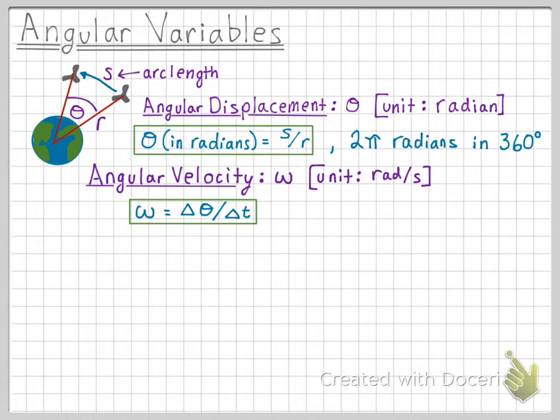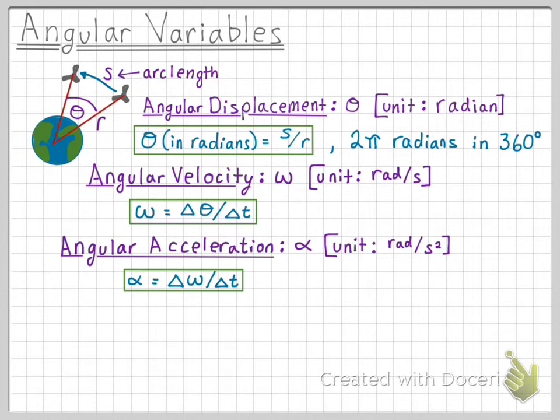Angular velocity, which is represented by the Greek lowercase letter omega, is how much angular displacement occurs within a given time interval. The units for angular velocity are radians per second. We also have angular acceleration, which is represented by the Greek lowercase letter alpha, and this is how much change in angular velocity occurs within a given time interval. The units for angular acceleration are radians per second squared. So hopefully you are beginning to see a pattern here with the relationship between angular and linear variables.